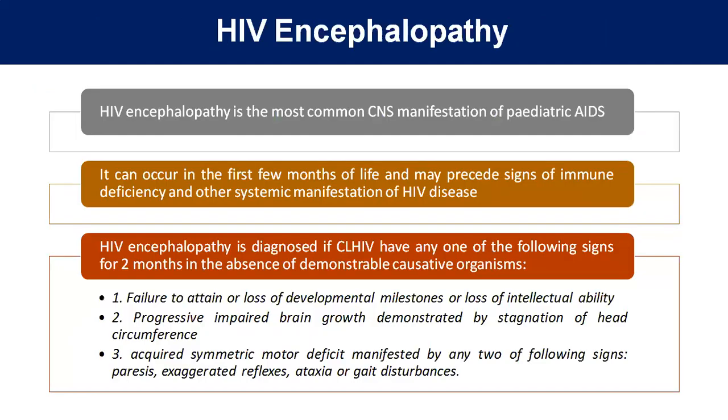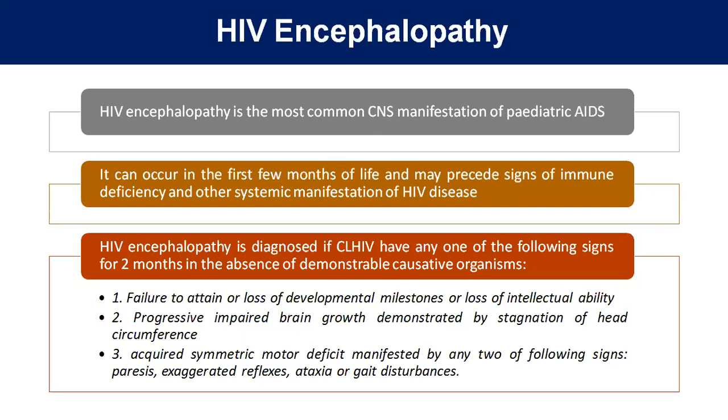HIV encephalopathy is the most common CNS manifestation of pediatric AIDS. It can occur in the first few months of life and may precede signs of immune deficiency and other systemic manifestations of HIV disease. It is diagnosed if a child with HIV has any one of the following signs for 2 months in the absence of a demonstrable causative organism.